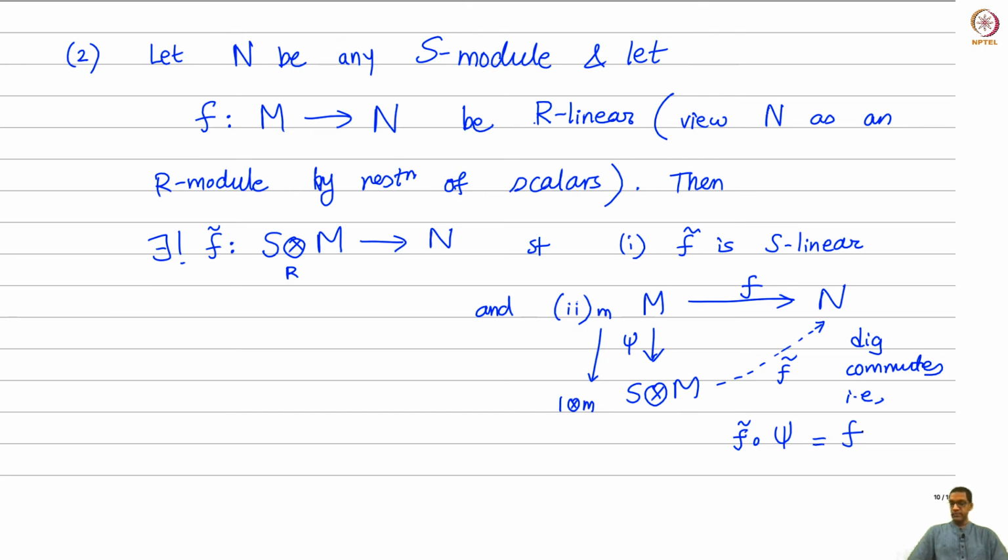So the claim is that you can always find a unique F tilde which is now S linear and which makes this diagram commute. One way of phrasing this is to say that this extension of scalars construction is a way of converting R linear maps to S linear maps. Good, so let's see why this is true. How would you construct this map?